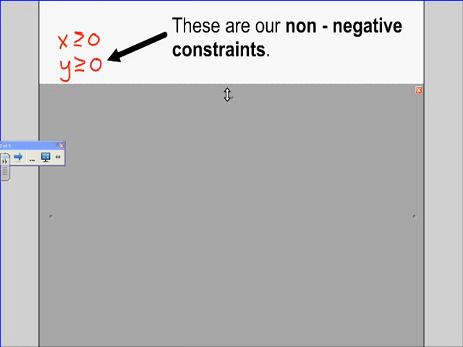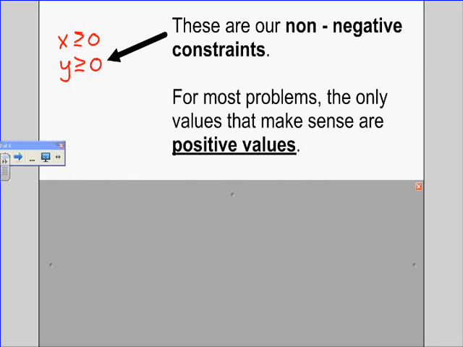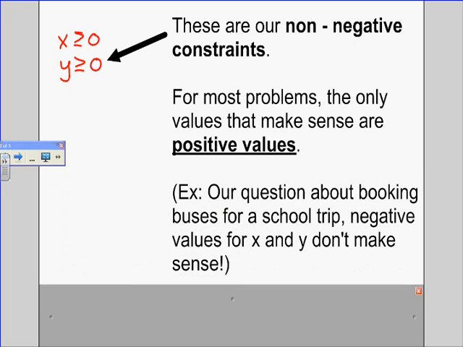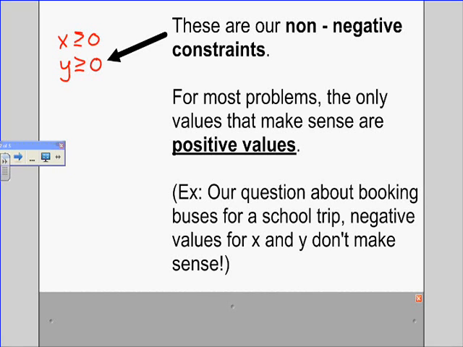So x greater than or equal to 0 and y greater than or equal to 0 are called our non-negative constraints. The reason that we have them is that for most problems, the only values that make sense are positive values. I've written an example down here. We did a question in class about booking buses for a school trip, and it would not have made sense to have negative values for x or y because x and y represented the amount of large buses and the amount of small buses. So we see these constraints showing up, and often our graphs are only in the first quadrant because that's the only quadrant that makes sense for our values.